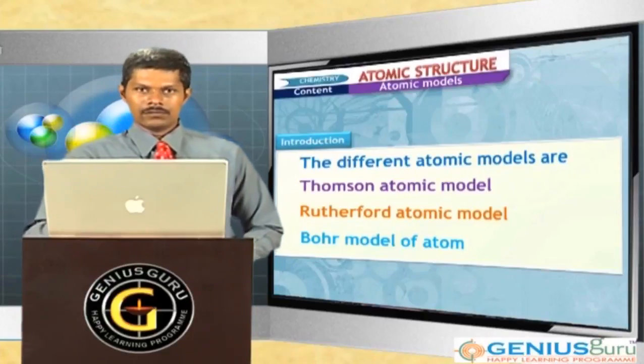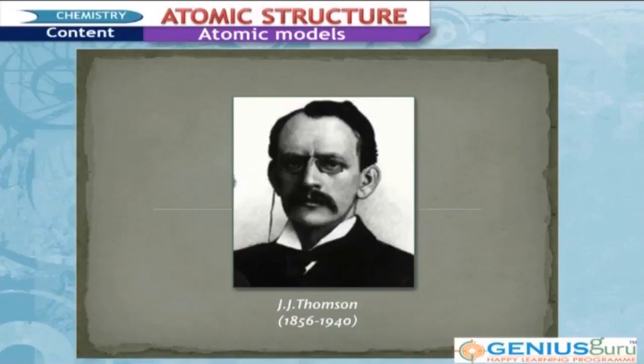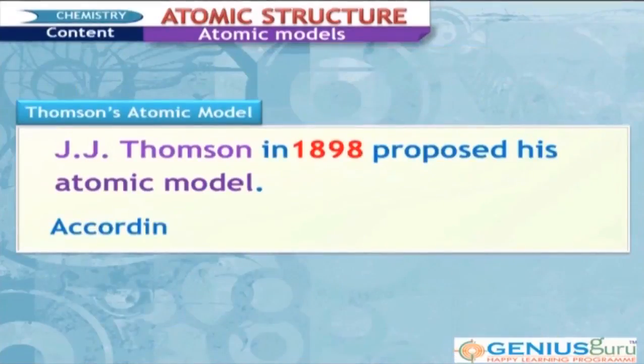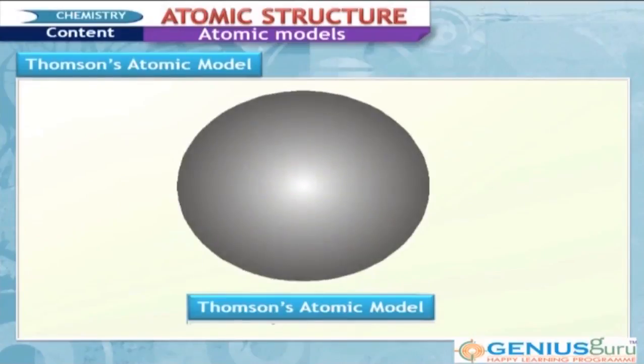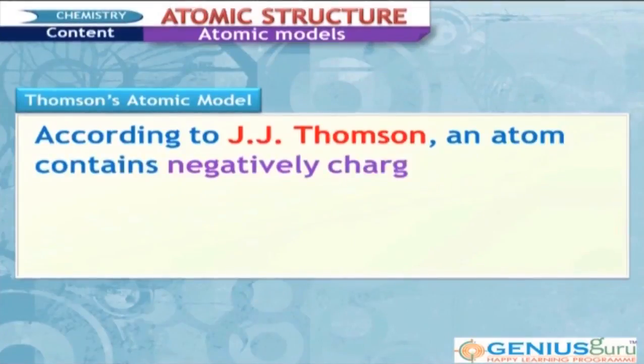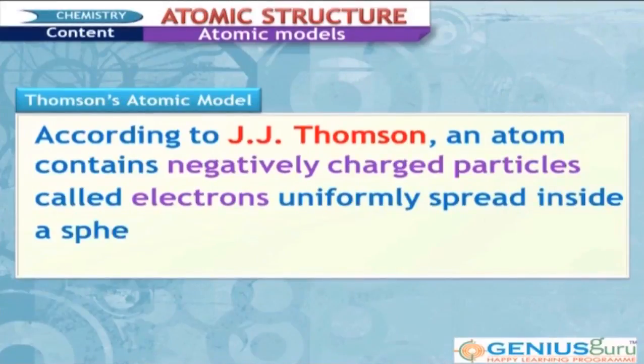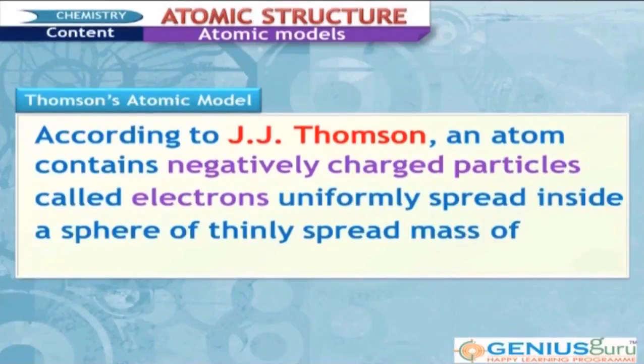So let us see, first of all, the Thomson atomic model. J.J. Thomson in 1898 proposed this atomic model. According to Thomson, the atom is spherical, and an atom contains negatively charged particles called electrons uniformly spread inside a sphere of thinly spread mass of positive charge. So this is the atomic model proposed by Thomson.